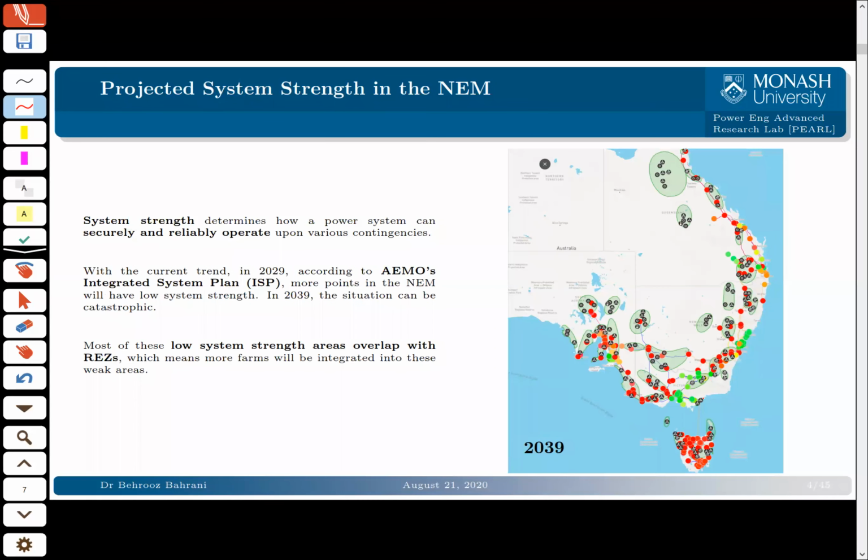Well, the bad news is that most of our renewable energy zones are actually either in places where we do not have any transmission lines, or they would be in places where we've got lots of these red dots. So it would be very challenging if we want to add renewable energy resources to the grid, because most of them would fall within these very low system strength regions in our network.